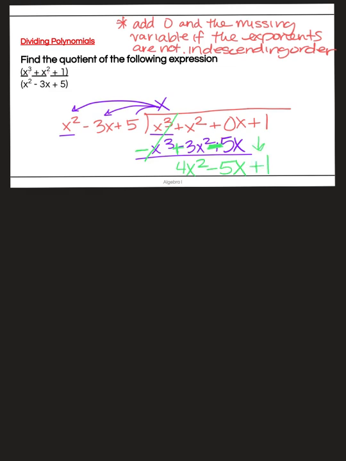Now I'm going to ask myself, x squared times what is going to get me 4x squared? It's going to be a positive 4. So 4 times x squared is 4x squared. 4 times negative 3x is negative 12x. And 4 times 5 is a positive 20. Again, I'm going to change the sign for everything that is the second one. So it's going to be minus 4x squared plus 12x minus 20. We changed the sign because that is how we represent subtracting.